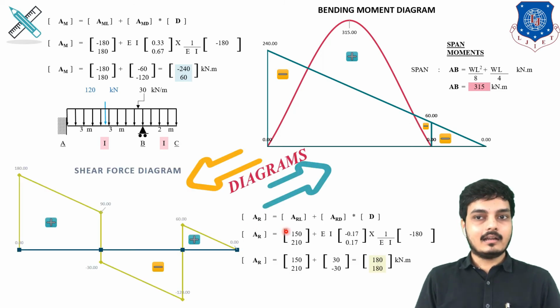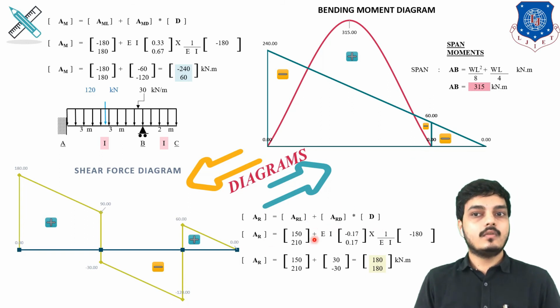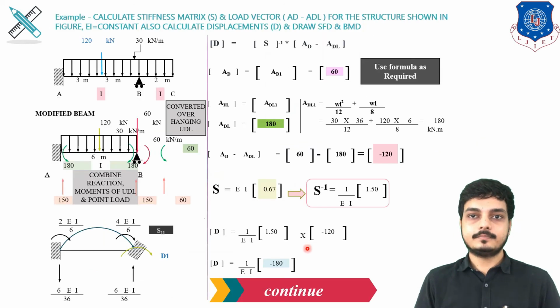Next is AR. So for AR, it is similar: ARL plus ARD into D. These are the 150 and 210 reactions which we have found out earlier. This is 150. This is also 150. But at B support there are two reactions, so we have to sum up. 150 plus 60 is nothing but 210.